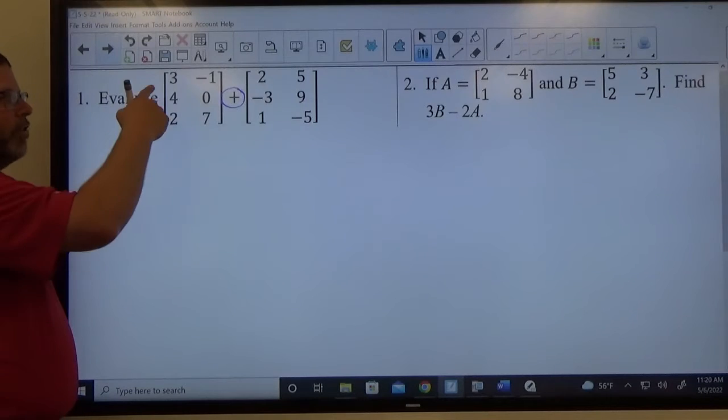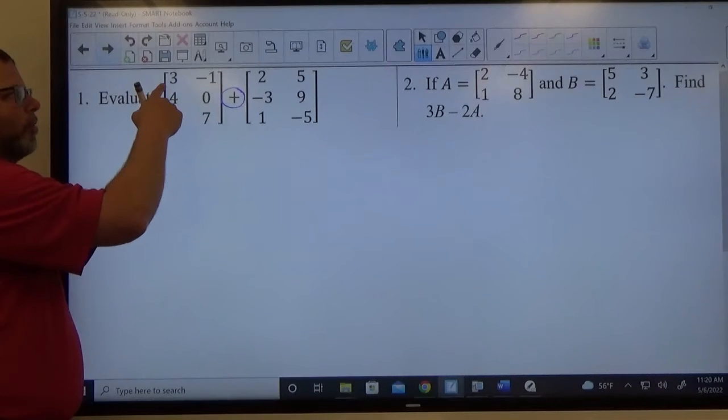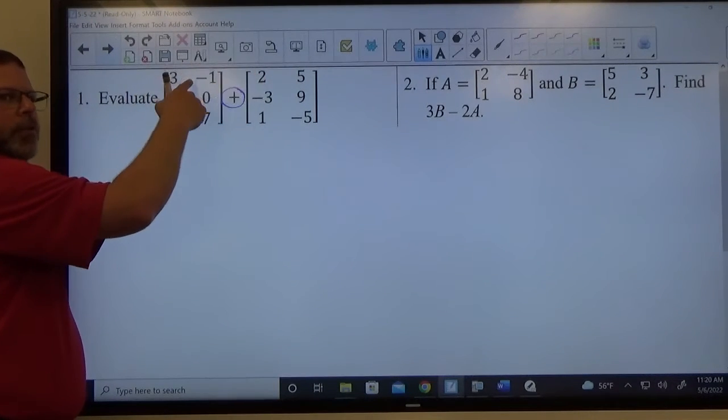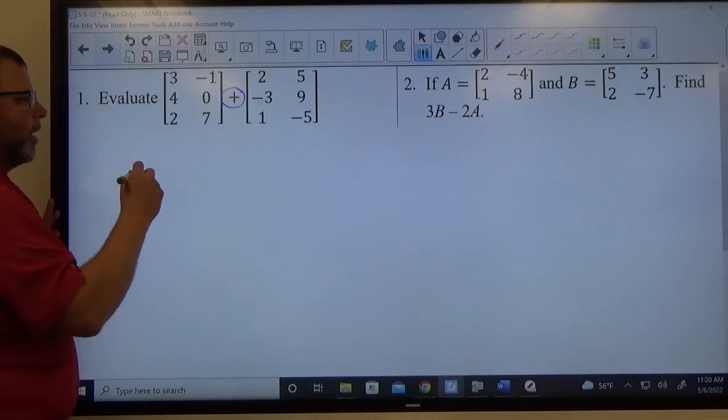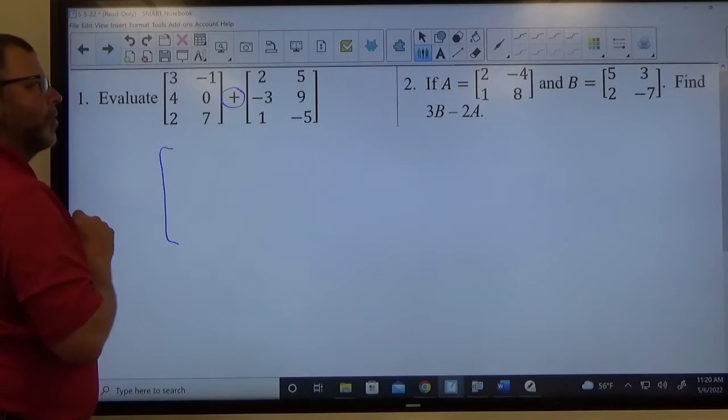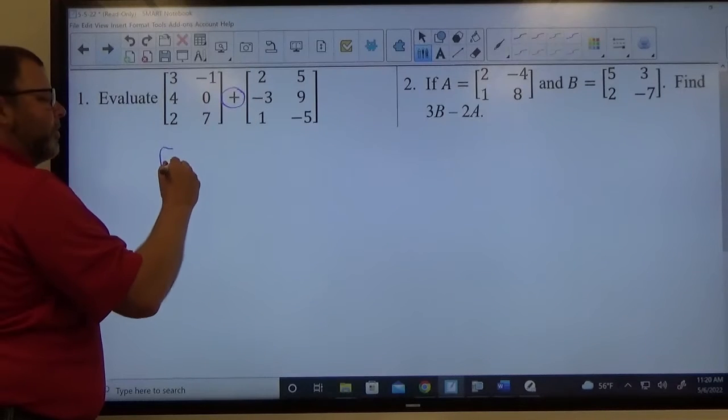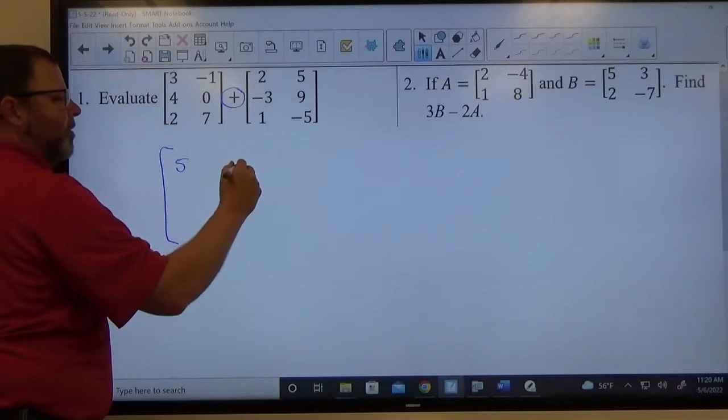I want to add each element in the same position. So first row, first column by first row, first column, first row, second by first row, second, and so on. So I'm going to get 6 total sums here. 3 plus 2 is 5. 3 plus 5 is 8.